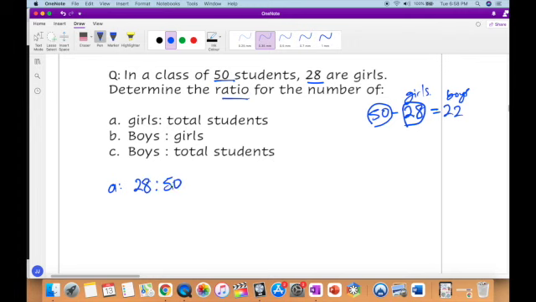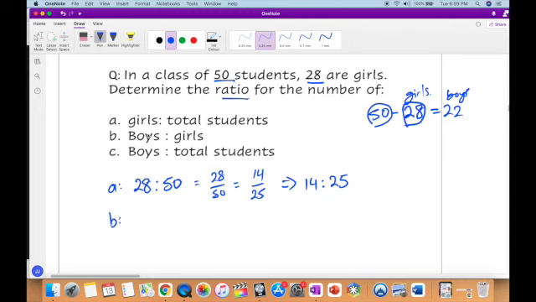That is the ratio of girls to total students. And of course, I need to simplify this. So 28 to 50, right? That actually reduces to 14 over 25. So this ratio in its simplest form is actually 14 girls for every 25 total students. Girls to total students, right?